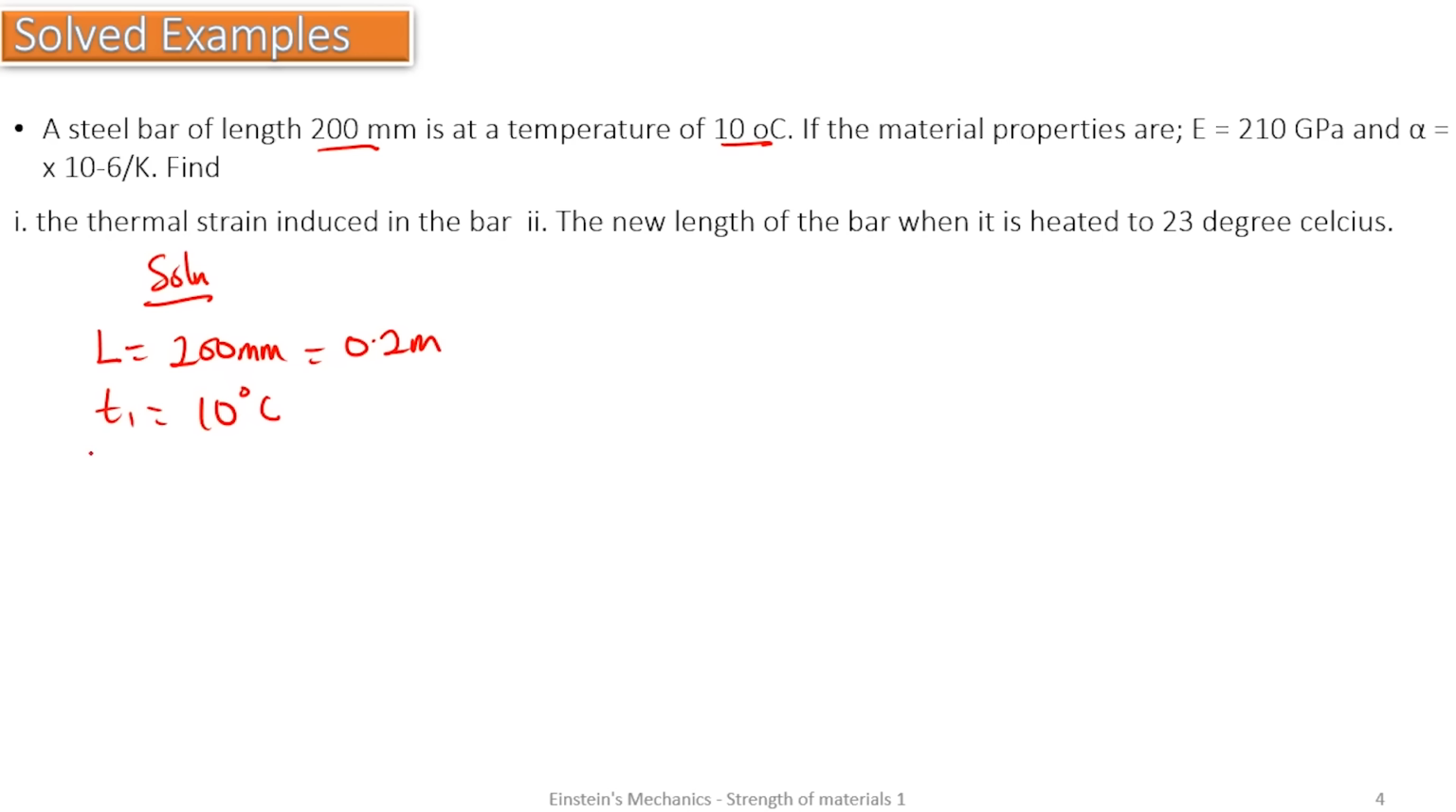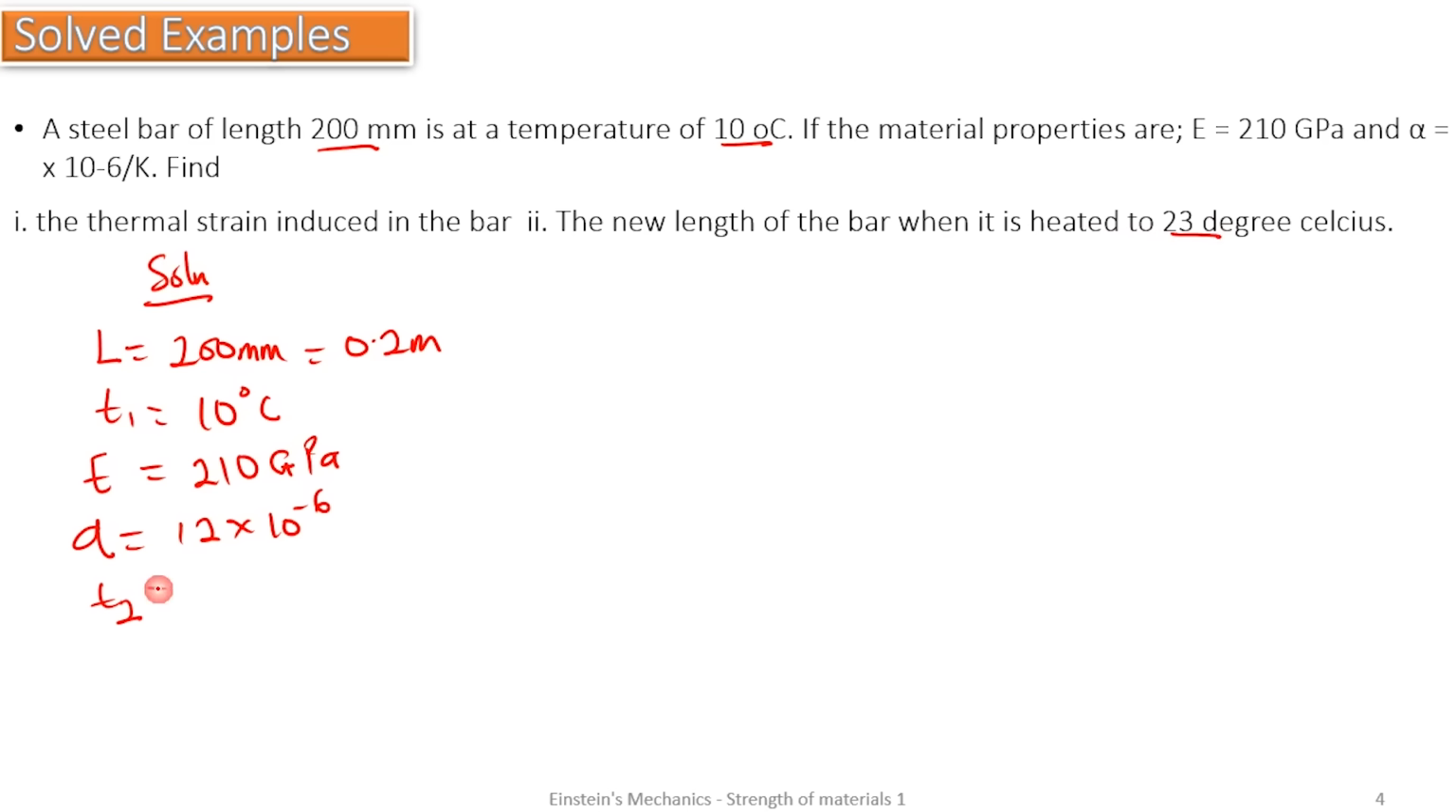I have my E, Young modulus, which is 210 gigapascal, and expansivity is 12 times 10 to the power negative 6. Don't say this is per Kelvin and this is per degrees Celsius. Anytime you find the difference or the change in temperature, you are going to arrive at a constant answer, whether it is in Kelvin or degrees Celsius. What about T2? It was heated up to. Find the new length of the bar when it is heated to 23 degrees Celsius.